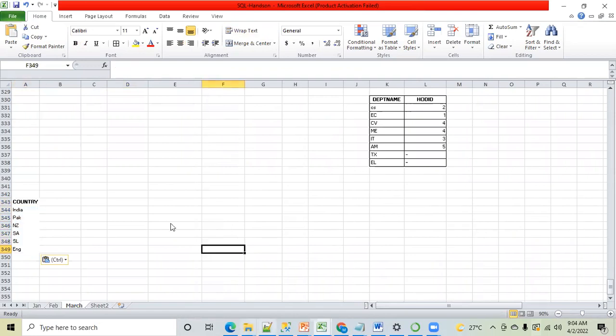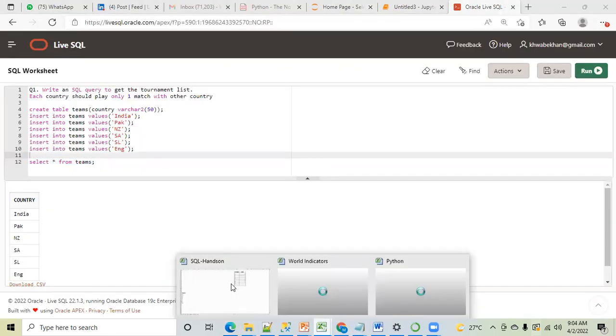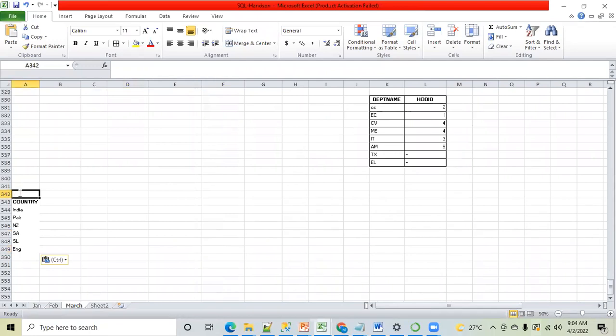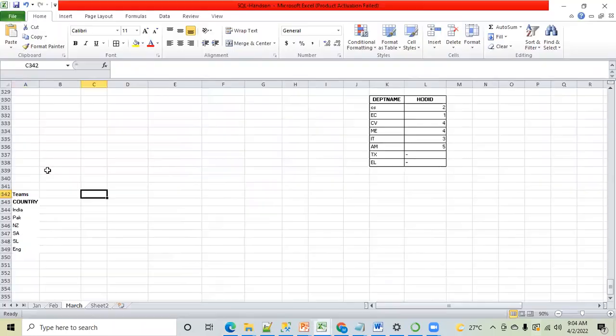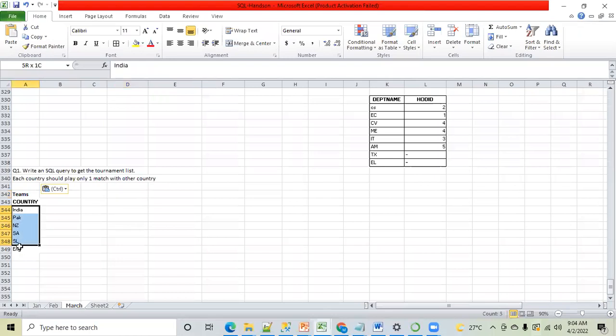This is our teams table. Now, what is the question? Write a SQL query to get the tournament list where each country should play only one match with the other country. First of all, try to understand the question. The requirement is that each country plays only one match with the other country, so you have to create a tournament among these countries.